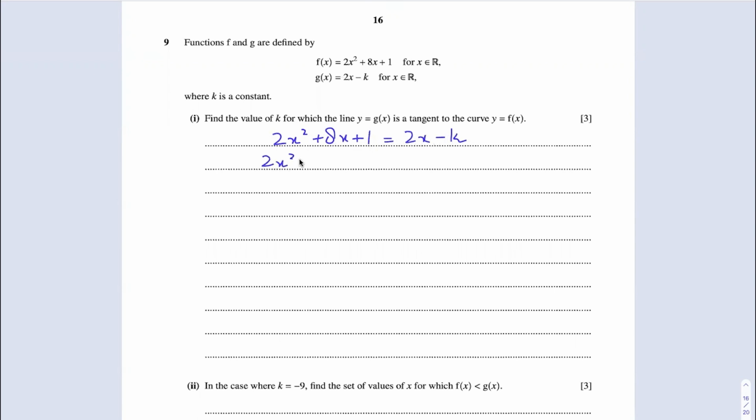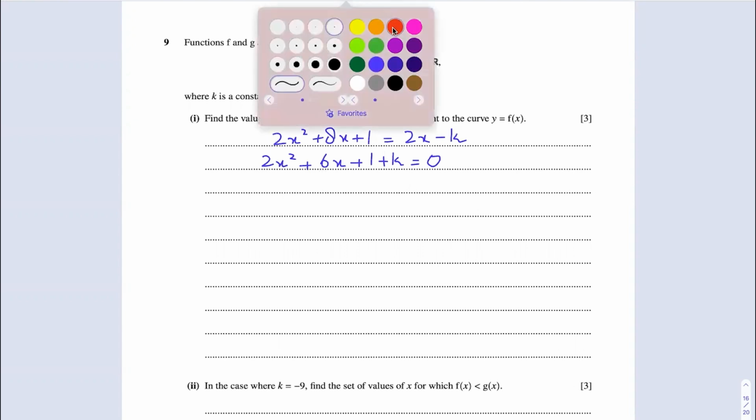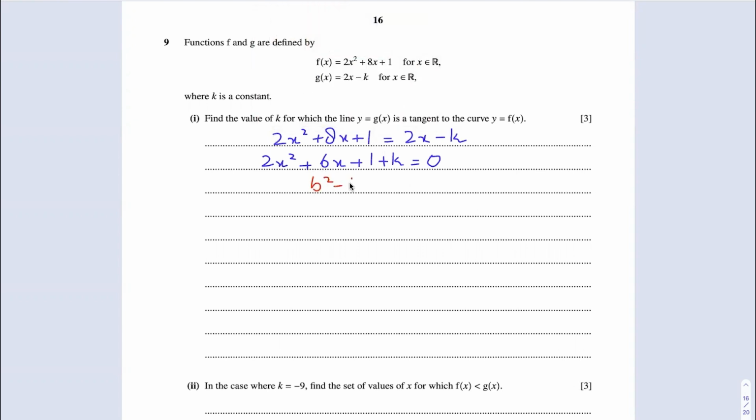Simplifying this, we get 2x squared plus 8x minus 2x, which is 6x, and plus 1 plus k equals 0. Now, whenever we have an unknown constant in our quadratic equation, we use the discriminant, which is b squared minus 4ac, to find the value of the unknown constant. And as it is only one point of intersection, this will be equal to 0. So in our equation, a is 2, the coefficient of x squared, the value of b is 6, which is the coefficient of x, and the constant term is 1 plus k.